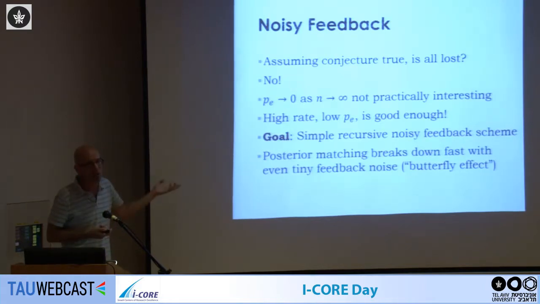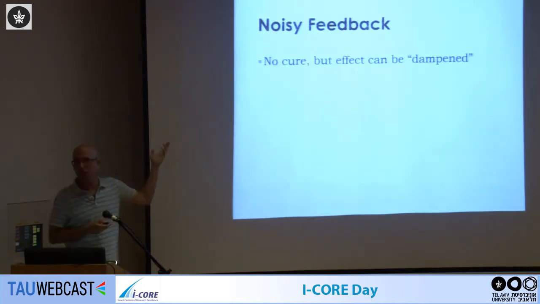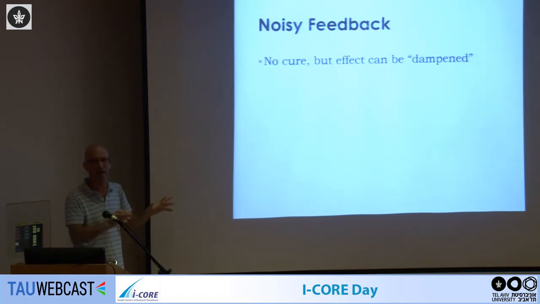Now, the bad news is that if you take posterior matching, the recursive scheme I showed you, and apply it with noisy feedback, it just breaks down completely. Any little amount of noise in the feedback has this sort of butterfly effect that accumulates in the closed loop, and everything just goes to hell. So we don't have any cure for this, but you can actually dampen the effect, sort of delay the end of life.